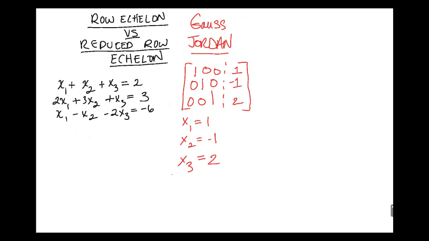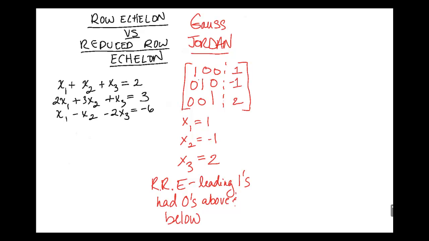Alright? So this was the reduced row echelon form, and the main thing there was that the leading ones had zeros above and below. And we always have to have the leading ones incrementing to the right there diagonally. You might have one where it skips one. That just means that you're going to have a variable that's a parameter. We'll deal with that later.